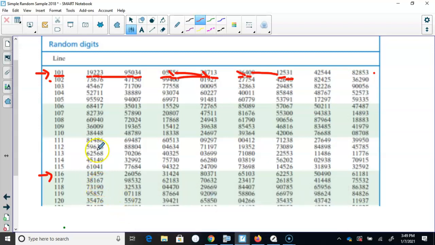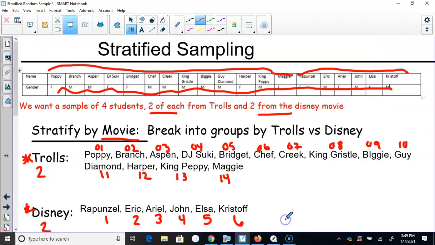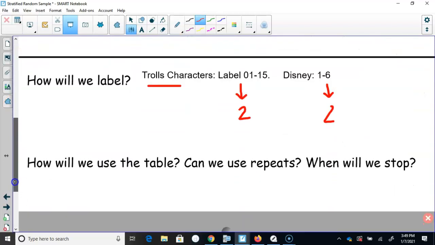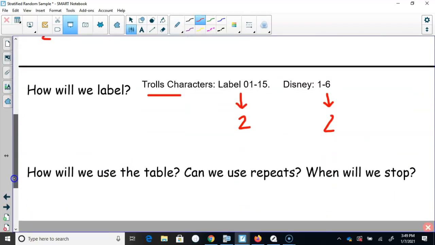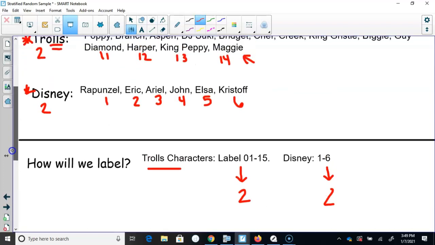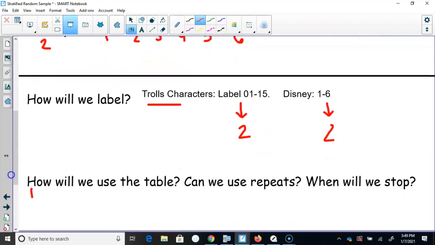The first one I'm looking at is, hey, 14. I'm doing Trolls first. Do I have a 14 label in my Trolls characters? And I do. That's my last one. That's Maggie. So how will we use the table? Let's actually get our people first. We have Maggie from the Trolls, because she was 14. Now let's go back.